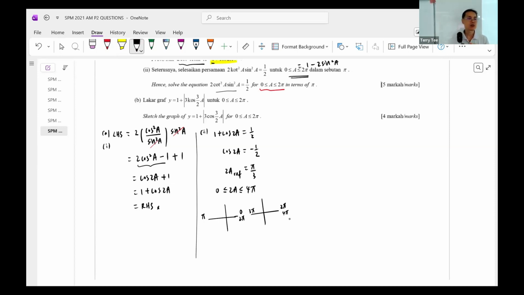I know a lot of people are not familiar with pi. 1 pi is 180, right? So 1 complete cycle is 360 or 2 pi. 2 complete cycles is 720 or 4 pi.